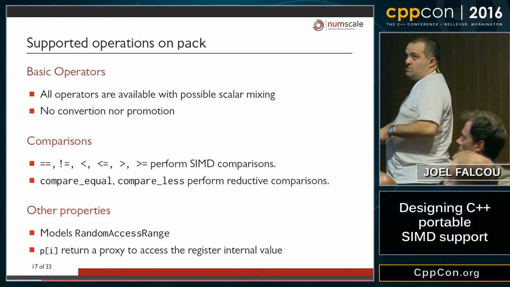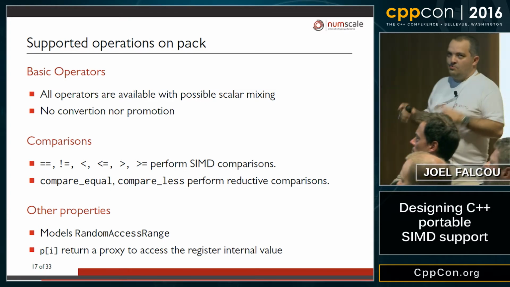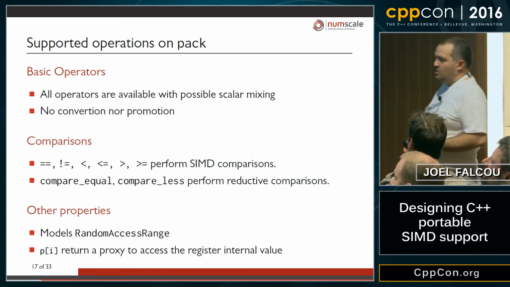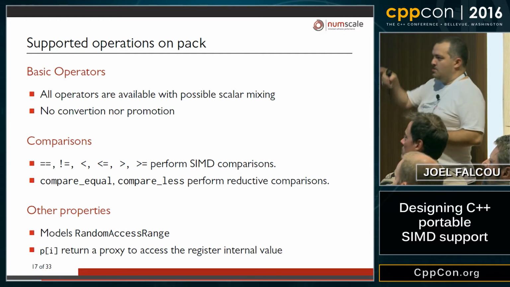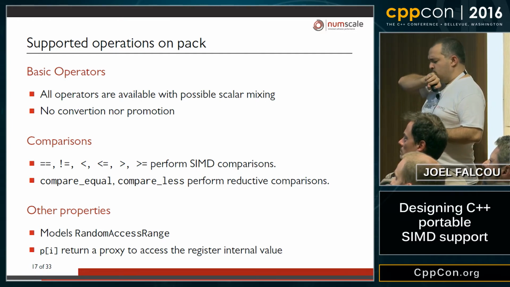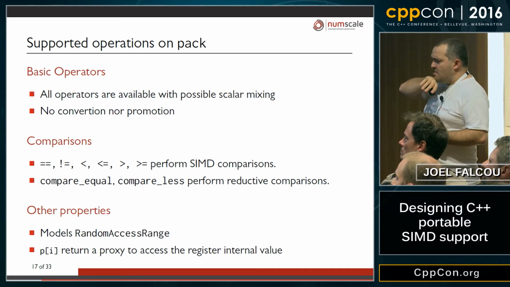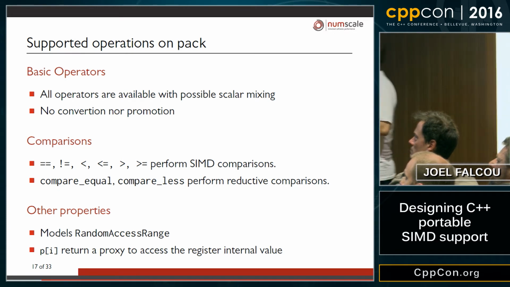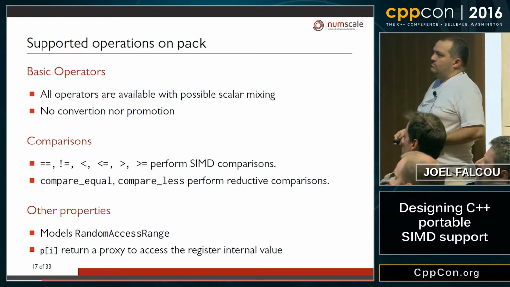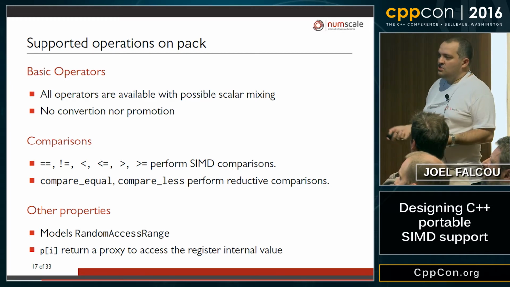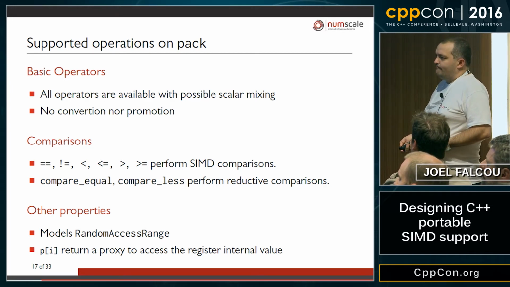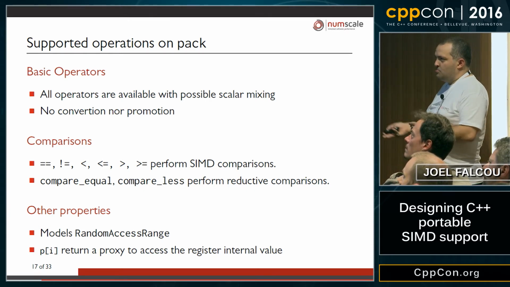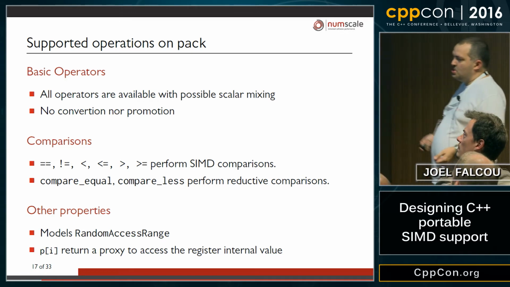Pack is also a random access range. You can do a begin and end on it, and you will iterate over the scalar element. I'm not advocating doing it too much because it's a bit slow, and you can have random access to the value which returns the proxy type to access the actual register internal value. So you can actually write code basically like pack is a small array, except it's optimized in its storage and its operation. And you can do whatever kind of operation you want on that. And whenever it's possible, you get the SIMD version of this operation.